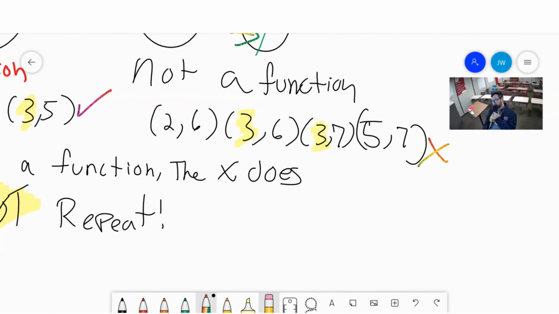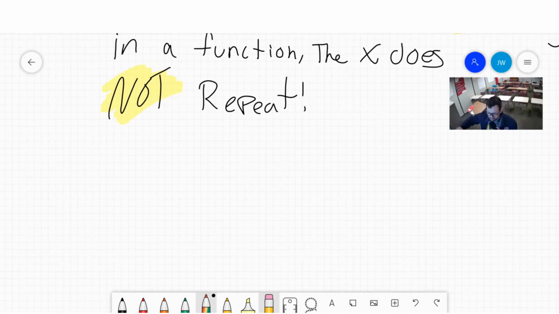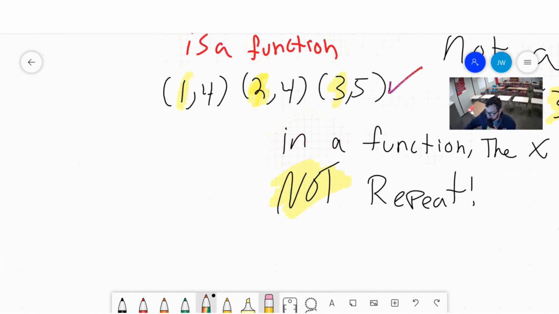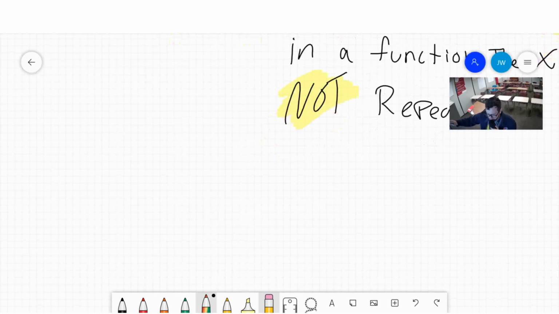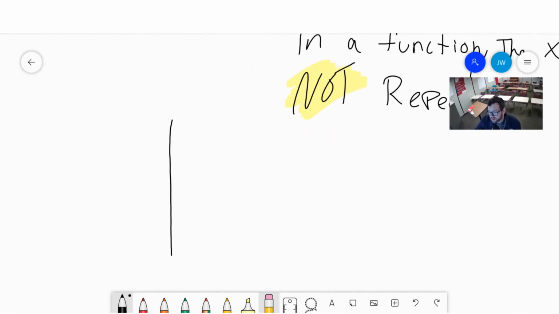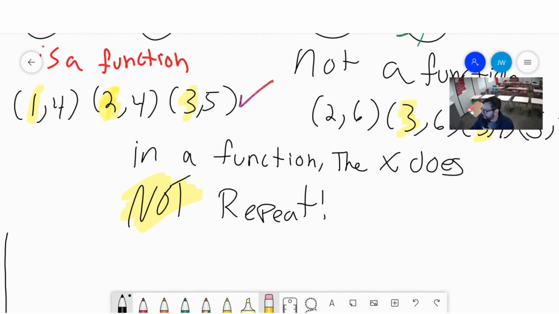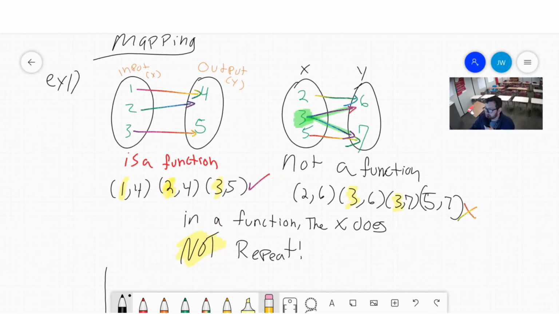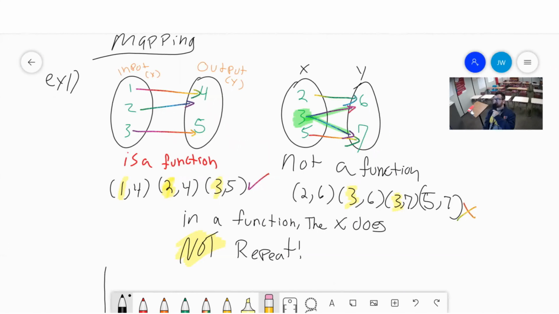We have one more to do, and it is about a graph. Now, graphs, you may be saying, Mr. Weller, that was so easy. All I have to do is remember that in a function, the x does not repeat, and I'm done. And you may think, could it be any easier? And the answer is yes.